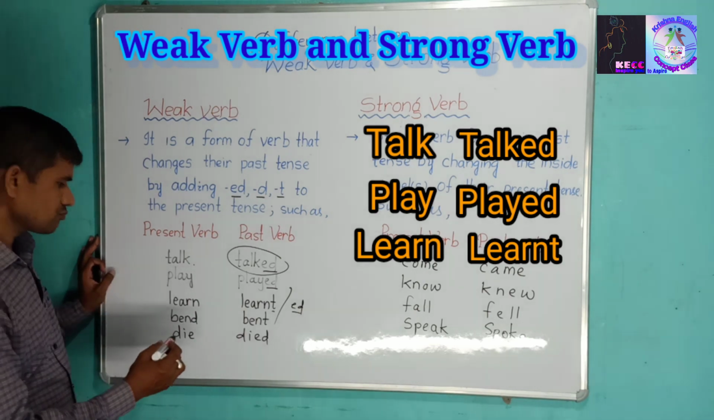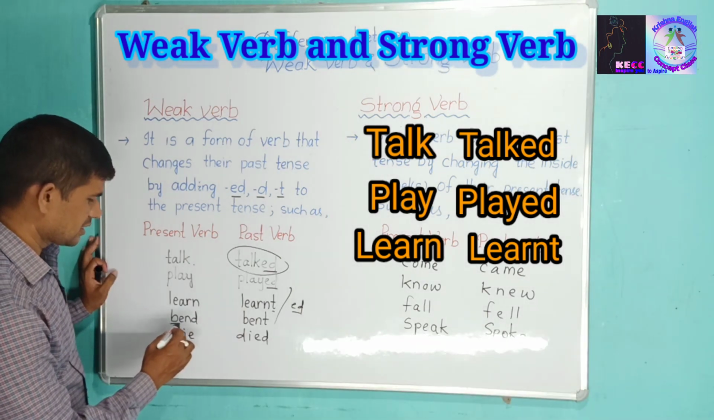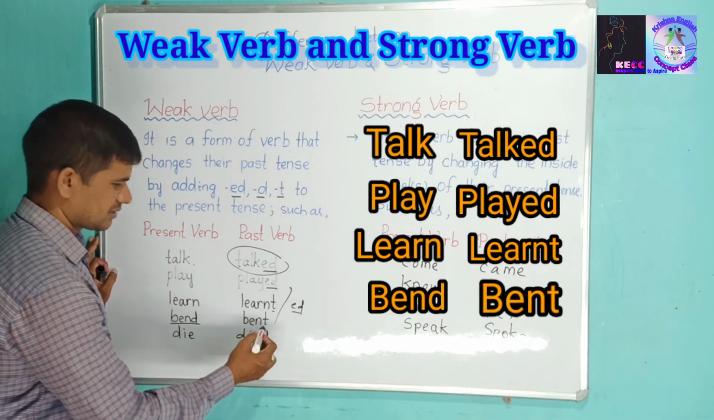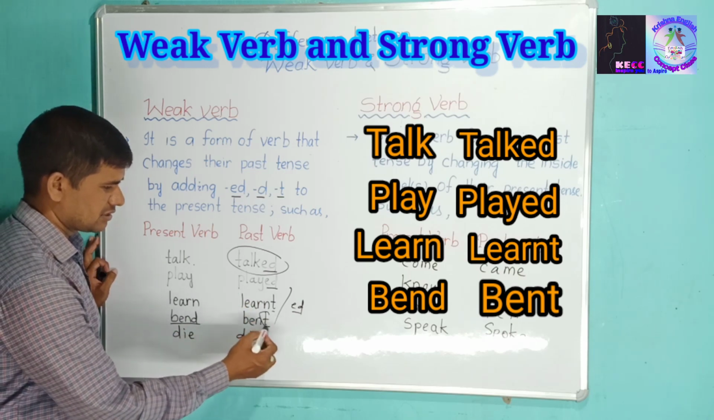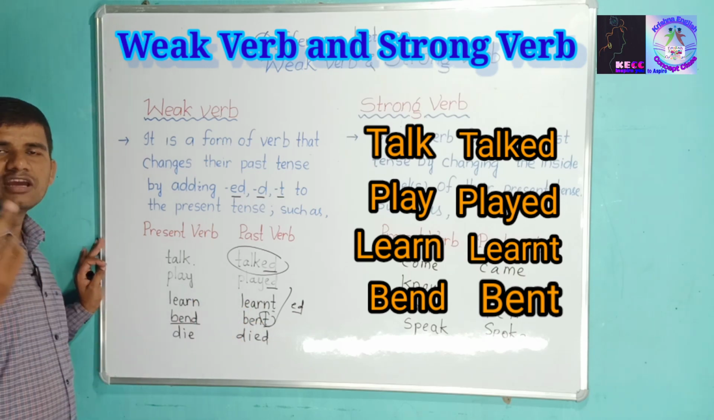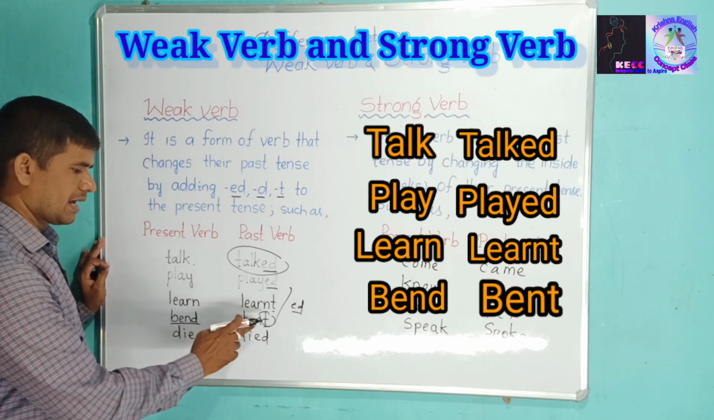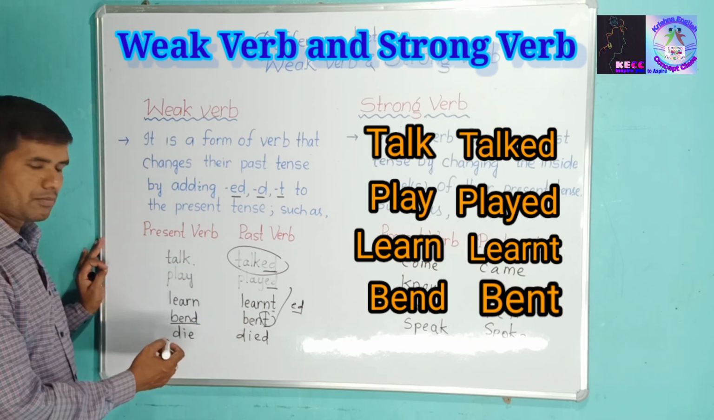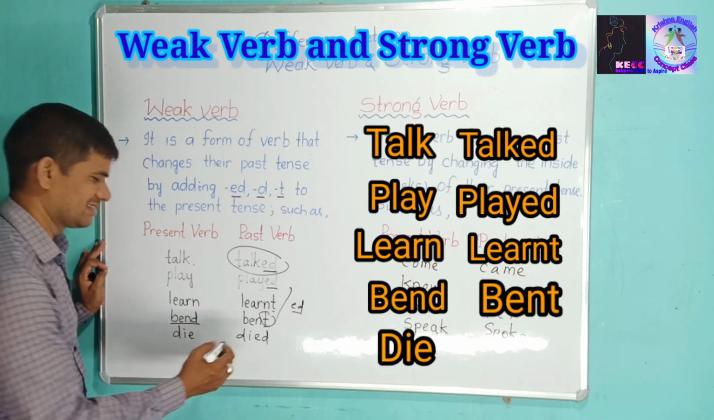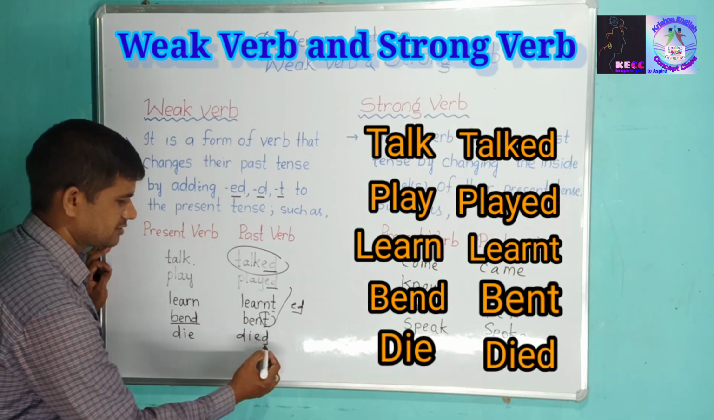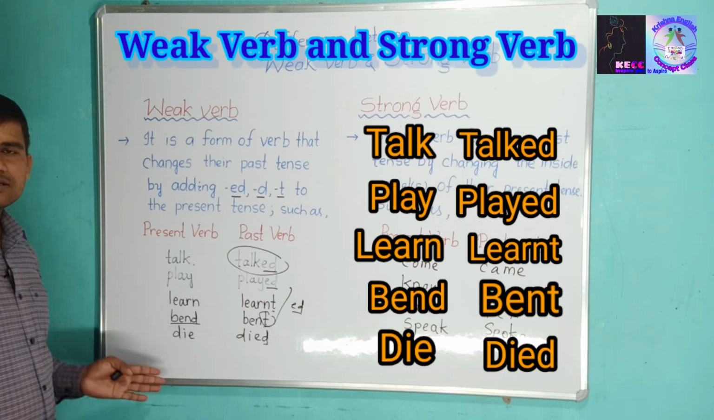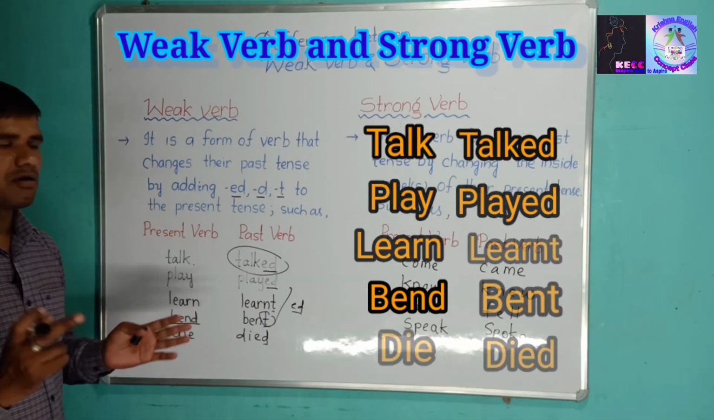Then the next example, bend, bent. You see d to t. Here we add t, so it's a weak verb. Bend, bent. Then my next example, die, died. Here only d, we add a d. So it is a weak verb.